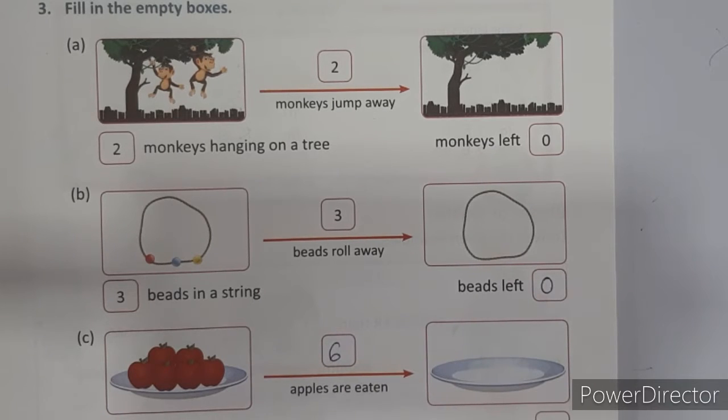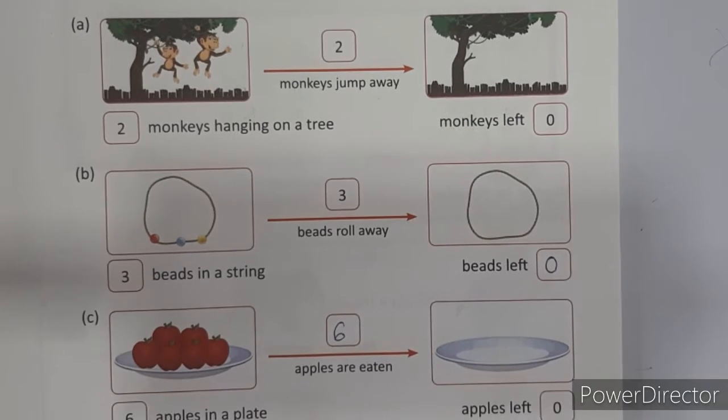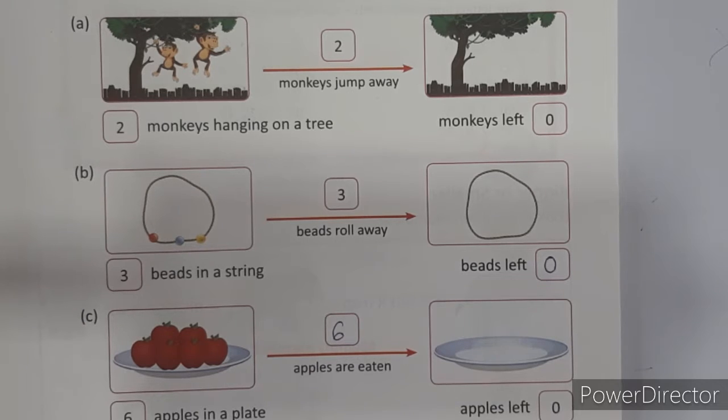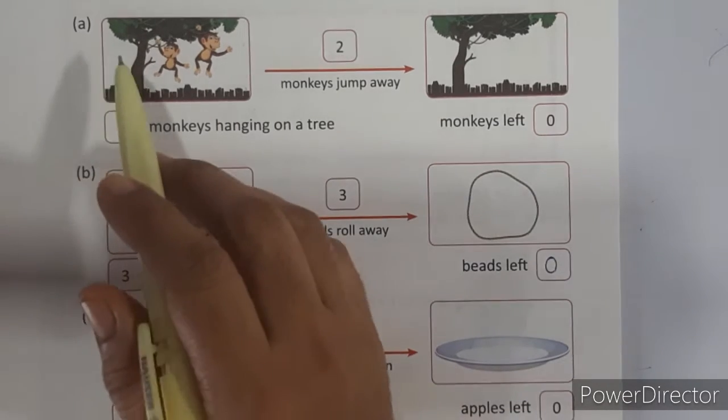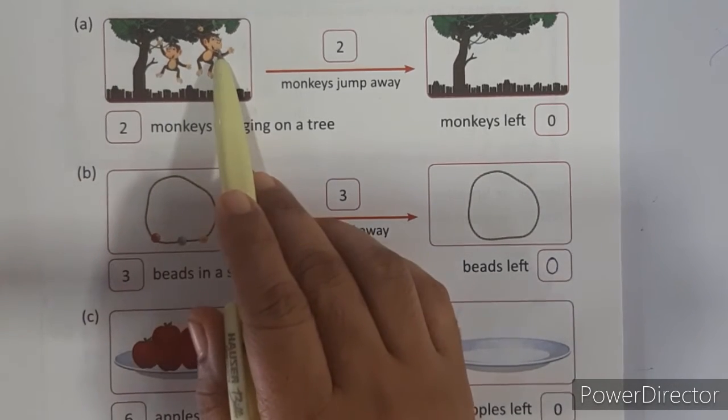Next page number 7. You can see that monkeys are hanging on a tree. So I think you have already learned the concept of 0. 0 means nothing. Okay, 0 means nothing. So nothing is used in English, but in mathematics we use 0. Okay, so now you can see 2 monkeys are hanging.